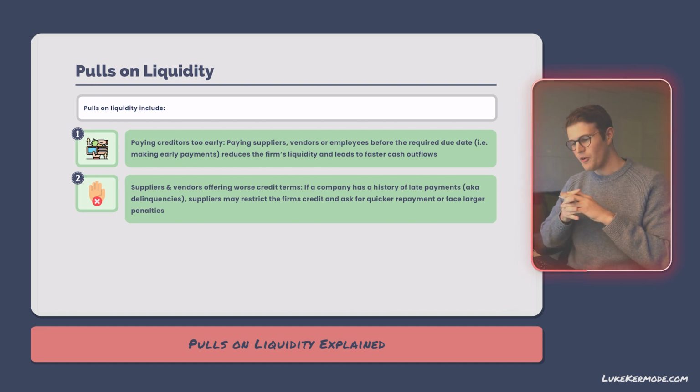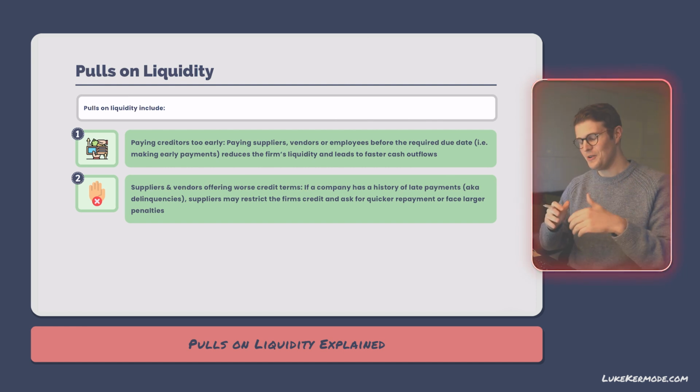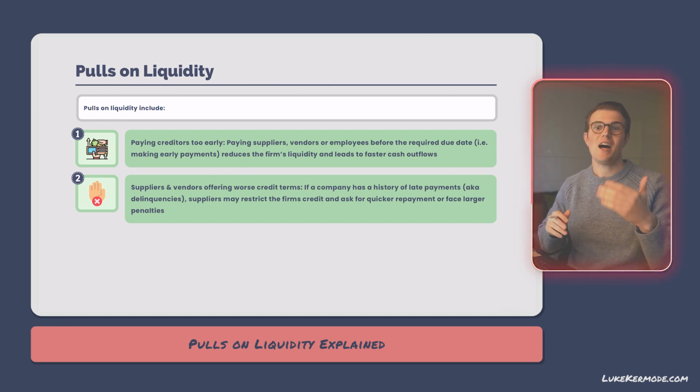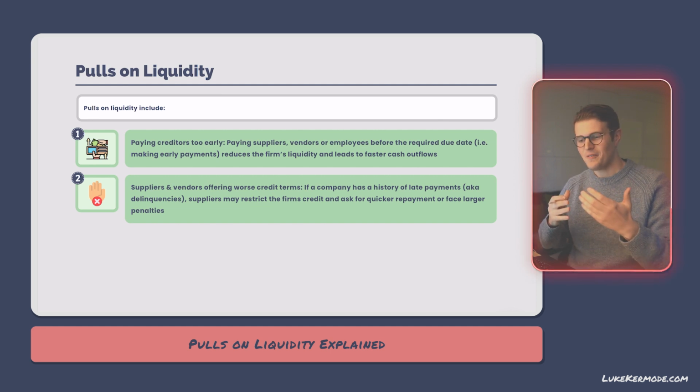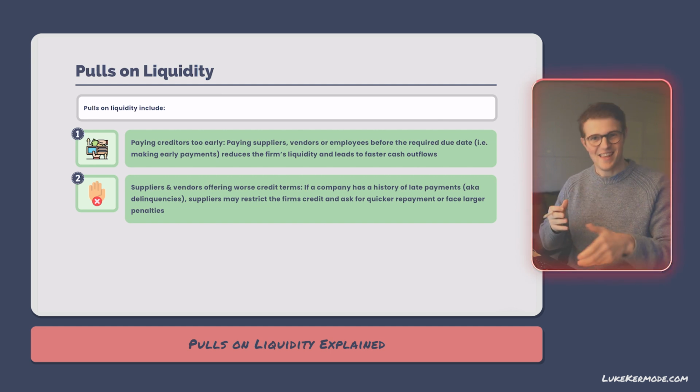The first one involves paying creditors too early. So when a company pays its suppliers, vendors, employees before they're required to, i.e. before their required due dates, this will reduce a firm's liquidity and will speed up and accelerate the cash outflows. A company obviously needs to pay their suppliers and their employees on time, but there's a bit of a trade-off, because you don't want to pay them too early and then you've got no cash on hand, but you obviously don't want to pay them too late.